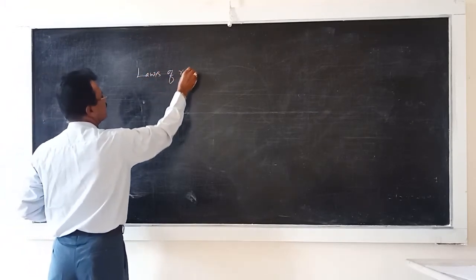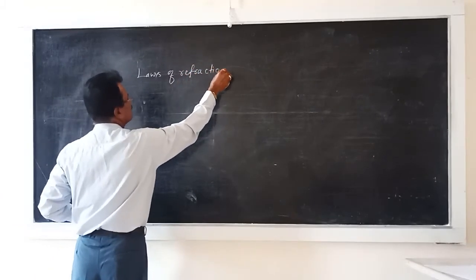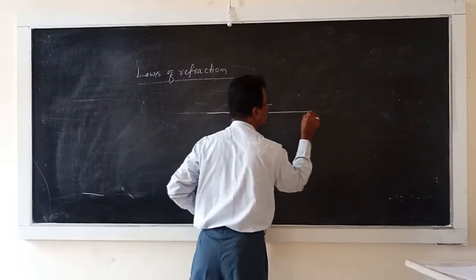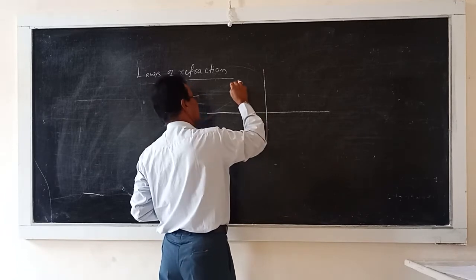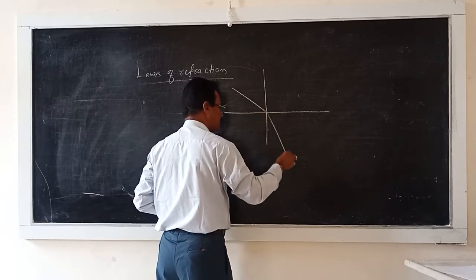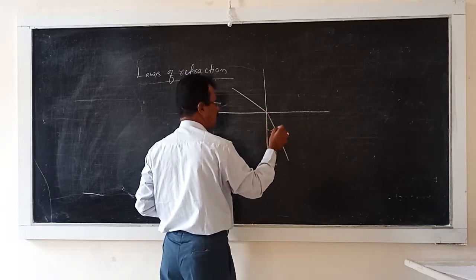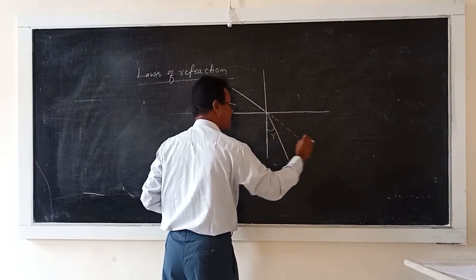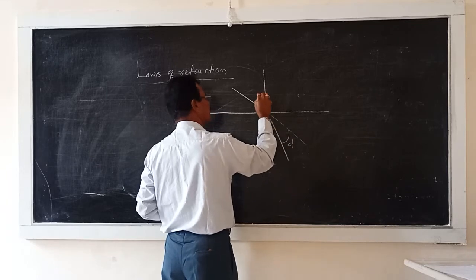Laws of refraction. This is the surface of separation. MN is the normal. This is the angle of incidence, this is the angle of refraction, and this is the angle of deviation.